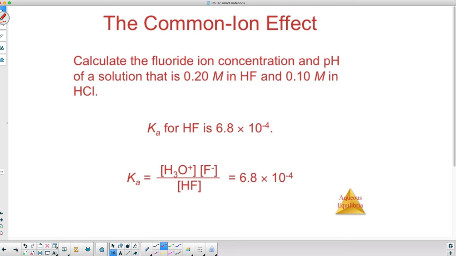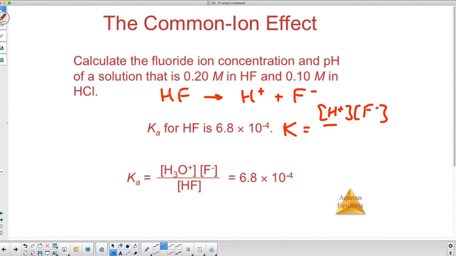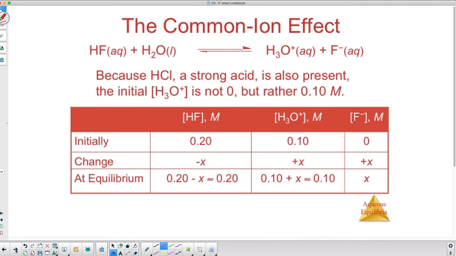You guys know that if I have HF, it splits up into H plus and F minus, and then the K for that would be products over reactants: the concentration of H plus times F minus, all over the concentration of HF. There's nothing new there. It looks like the Ka for this equals 6.8 times 10 to the negative fourth. Notice that I have basically the same thing here. The only thing I did was put the hydronium ion in here instead of just the hydrogen ion. So let's continue on and take a look at what it looks like.